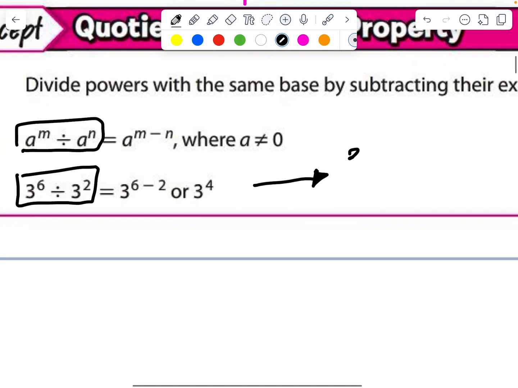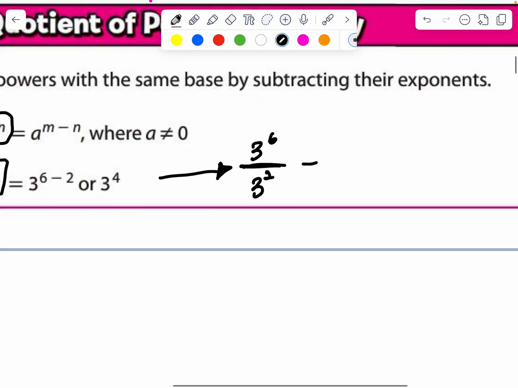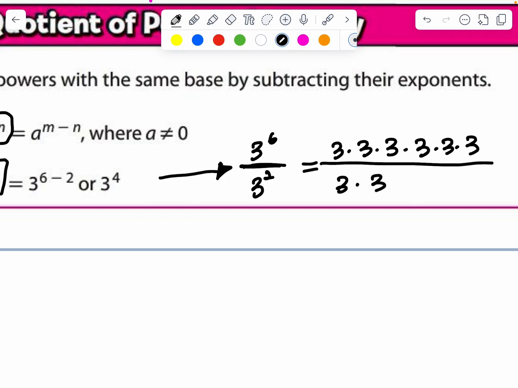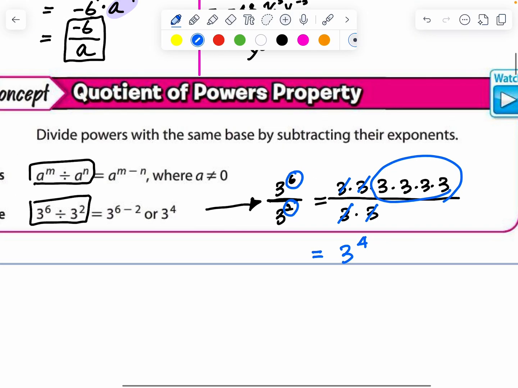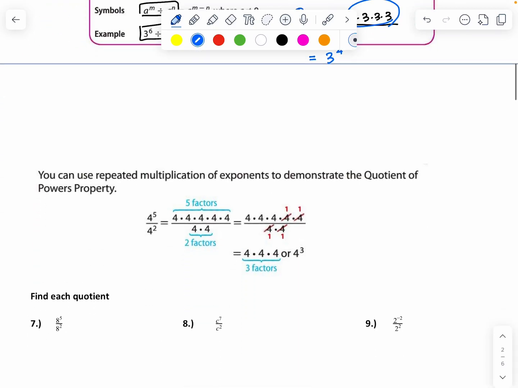3 to the power of 6 divided by 3 squared. Remember, division can be expressed as a fraction bar. If I expand this out, that's 3, 3, 3, 3, that's 4, 5, 6 threes, all over 3, 3. At this point, I can cancel the 2 threes. So I'm left with 4 threes. So this is 3 to the power of 4. Or simply, you can just do the first exponent take away the second exponent, and you get the same answer.